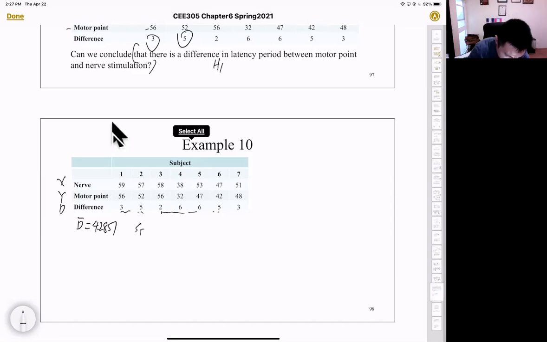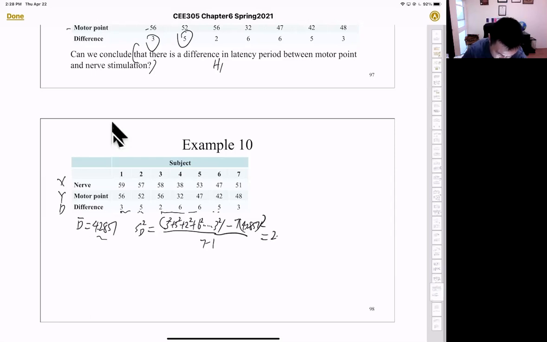And the standard deviation of the difference, we can also calculate it: the square of all the differences added together, like 3 square plus 5 square plus 2 square plus 6 square plus 3 square, and so on, minus 7 times the mean value square, divided by n minus 1, 7 minus 1. Then the standard deviation is 1.60.